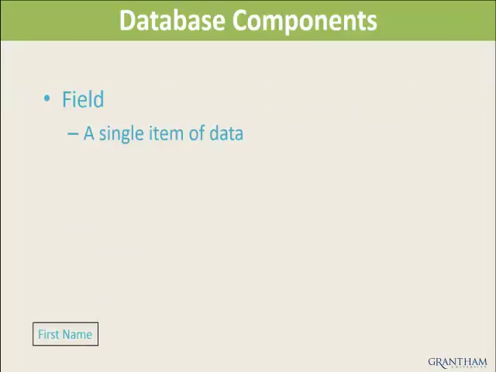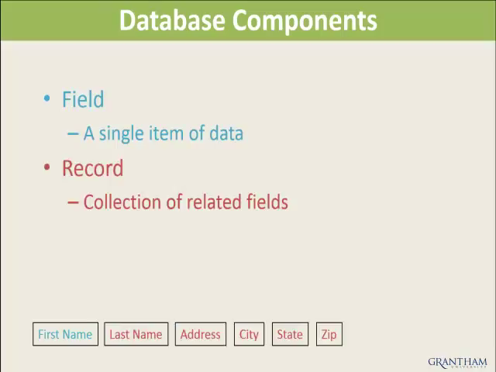A fundamental component of a database is a field. A field is a single item of data, such as a last name, a serial number, a price, or a purchase date. When related fields are combined to form a complete row of data, they become a record. A record is a collection of related fields.